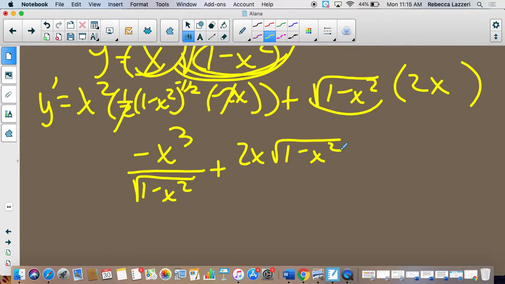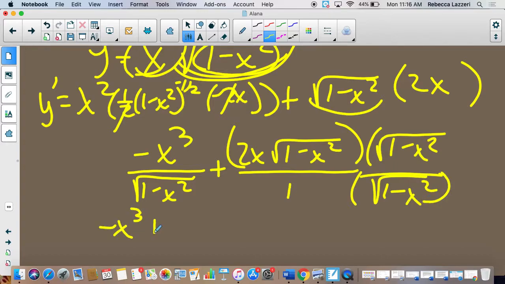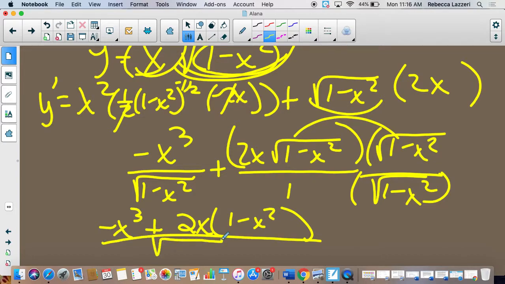Negative exponent, what was next? Do you remember in my list? Common denominator. So I'm going to get a common denominator. I'm going to multiply this by the square root of 1 minus x squared over the square root of 1 minus x squared, okay? So it gives me negative x cubed plus 2x times what? What's that times that? 1 minus x squared, over this denominator.